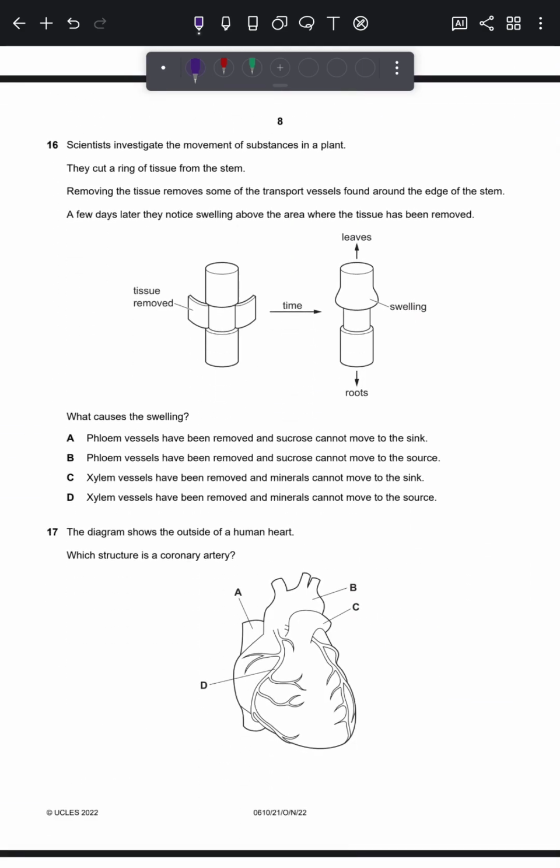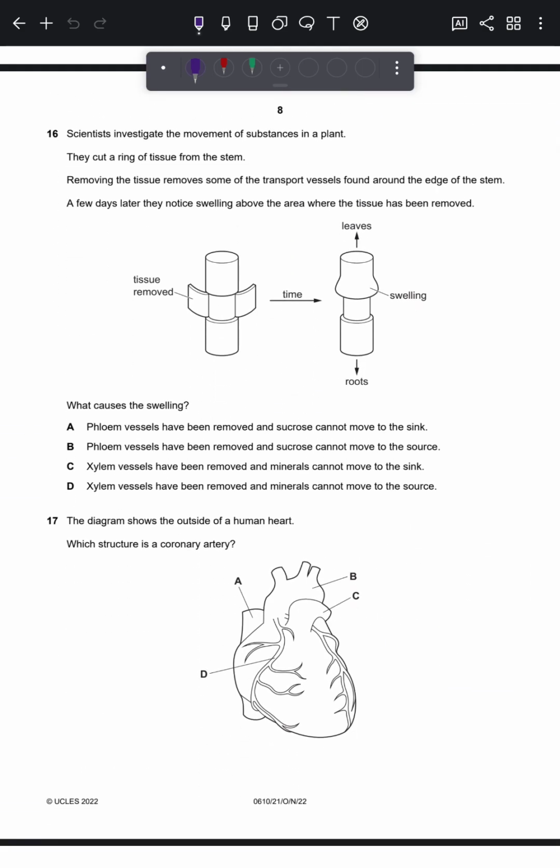Next question, 16. Okay, so for this question, scientists investigate the movement of substances in a plant. They cut a ring of tissue from the stem. Removing the tissue removes some of the transport vessels around the edge of the stem. A few days later, they notice swelling above the area where the tissue has been removed.